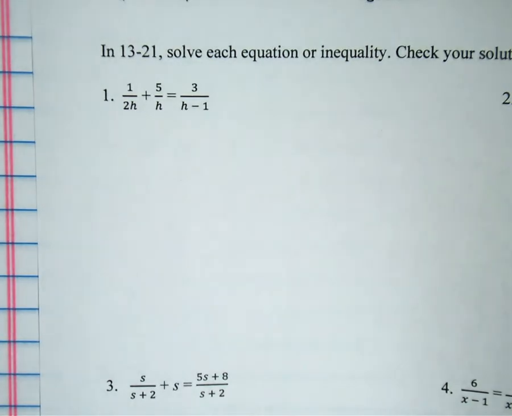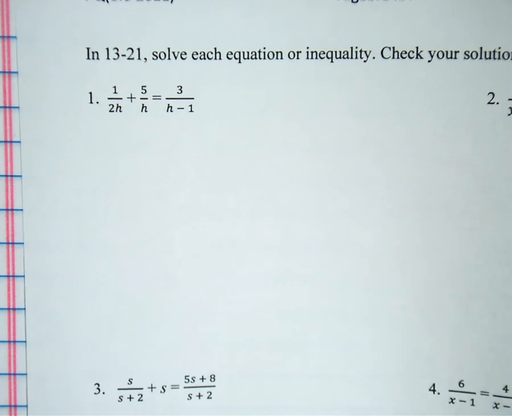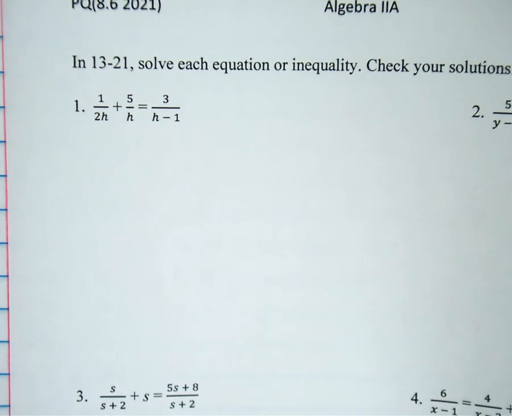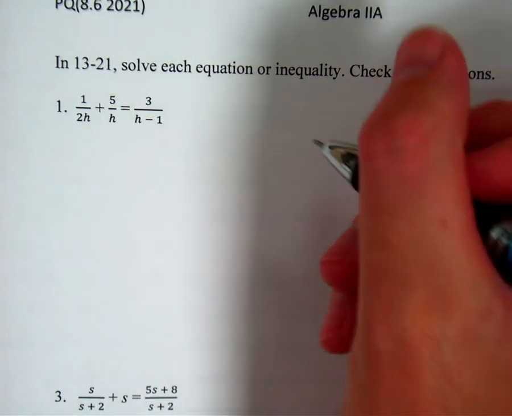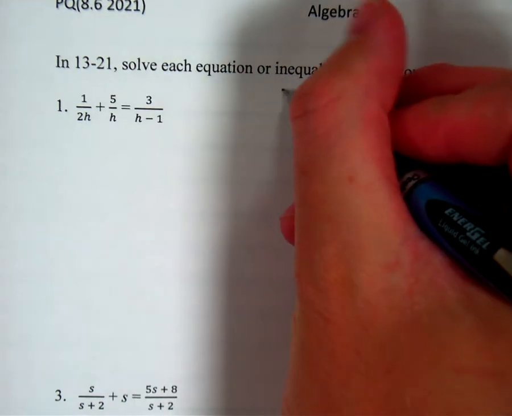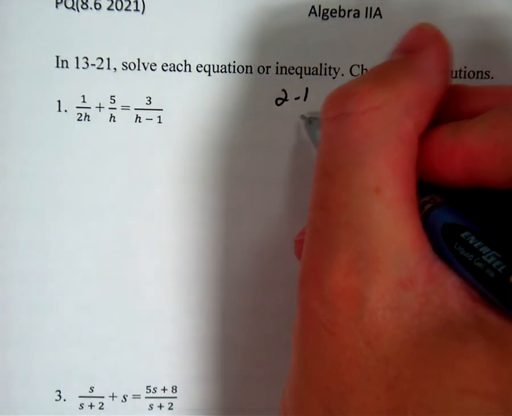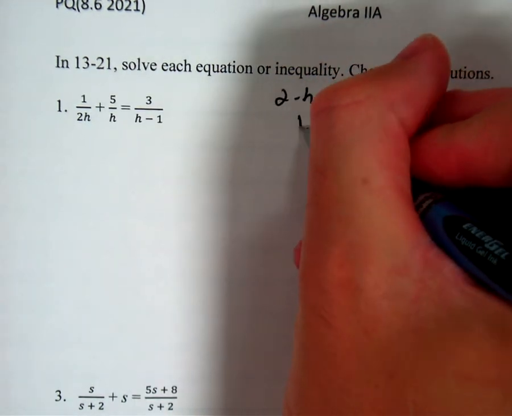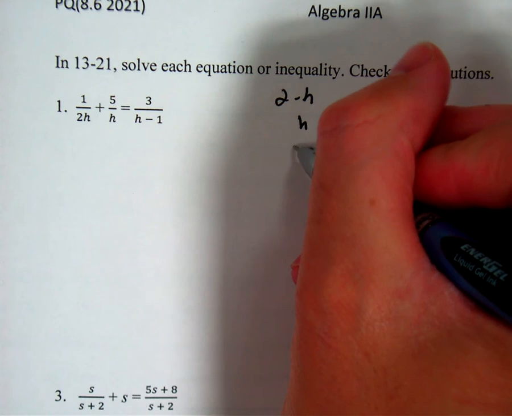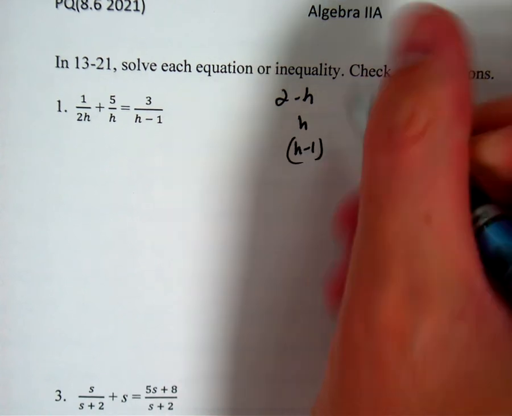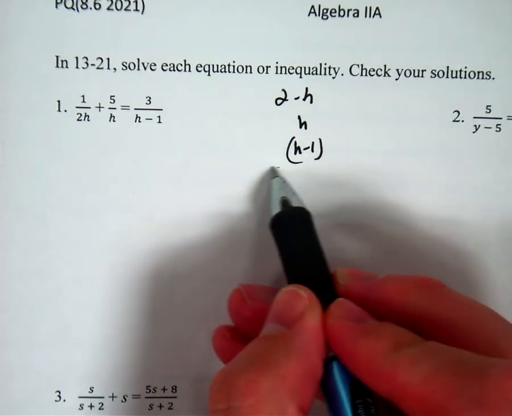All right, so we got 1 over 2h plus 5 over h, equals 3 over h minus 1. I'll do the first one, and then after that I'm just going to kind of do them on the fly. So 2h is 2 times h. Okay, h is just h. And then our h minus 1 in parentheses. Okay, so pretty easy. Everything's different.